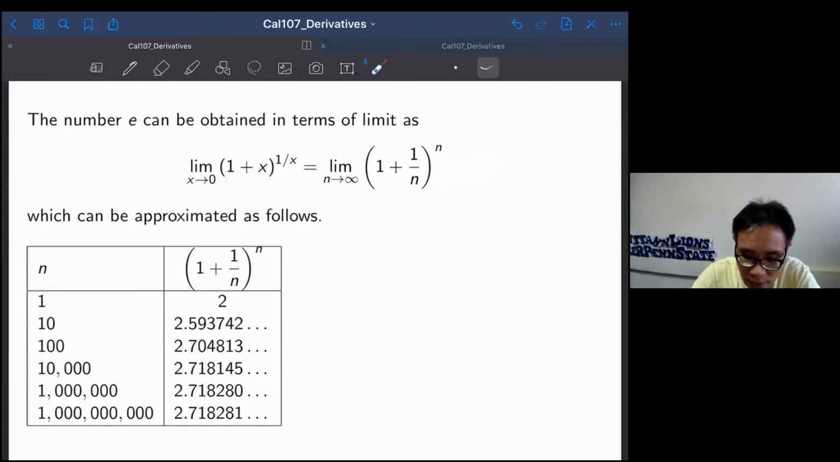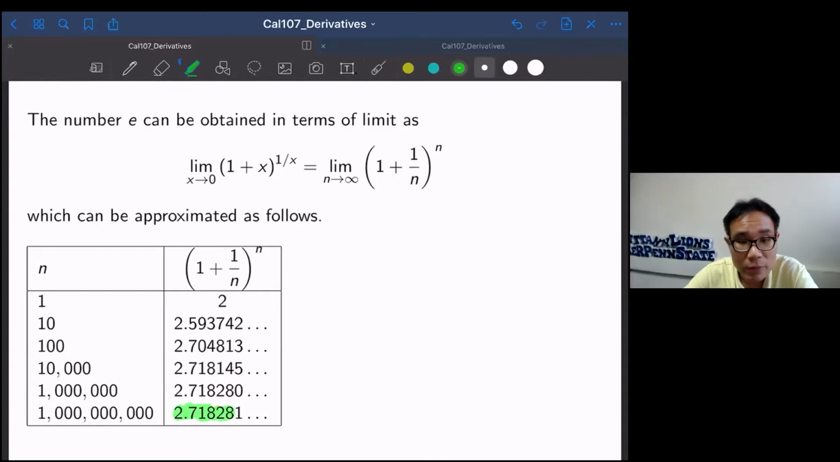And you see that you can plug in large n, like n equal to 1, n equal to 10, n equal to 100, n equal to 10,000, n equal to 1 million, and so on. So you see that we can approximate this number, correct up to 5 decimal places, right now. This is what I wrote on the previous page, 2.71828. So this is the value for my number e.